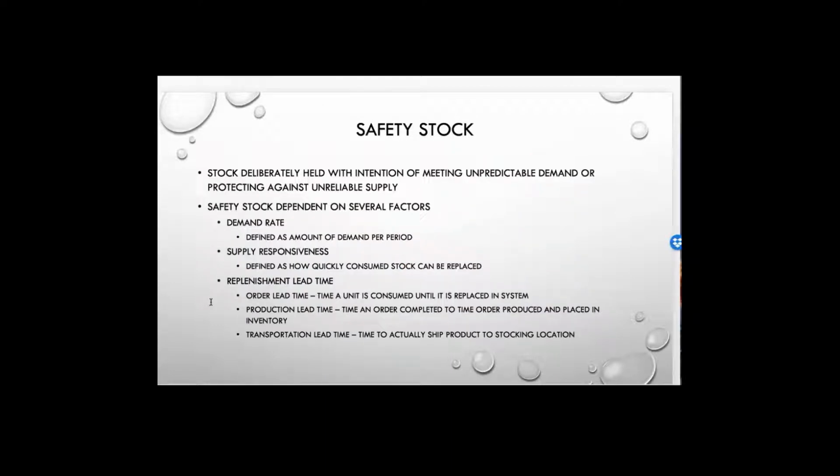Okay, so now, safety stocks. This is an important concept within supply chains because this is how we deal with variations in our supply chain. So, quick definition: safety stock is stock deliberately held with the intention of meeting unpredictable demand or protecting against unreliable supply. So unpredictability is the heart of variation. Safety stock is used to protect ourselves against variation. So the more variation we have, the more safety stock we have to have. And this variation can take place in demand or in supply. And I've seen this rear its ugly head on both sides.